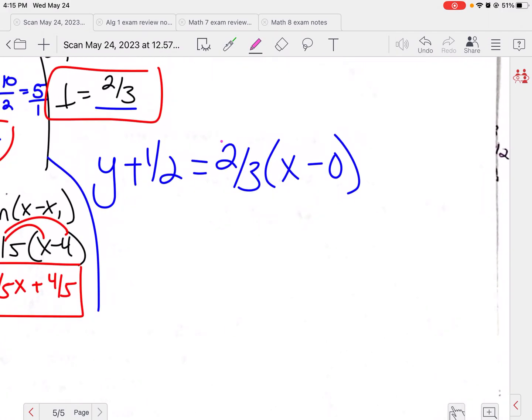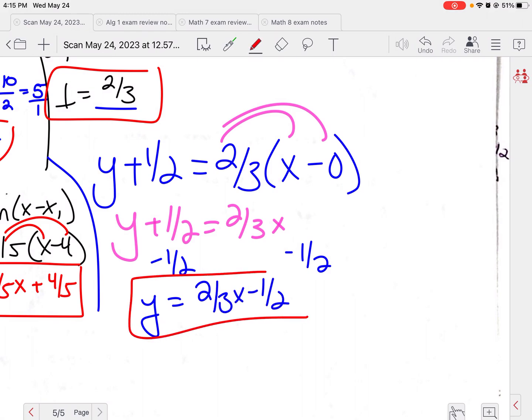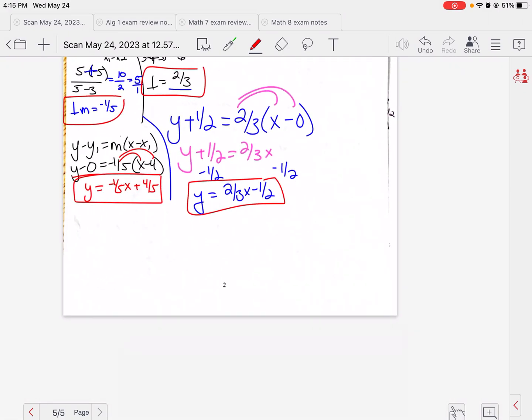Again, I want to solve for y. We're going to distribute the 2/3. Y plus 1/2 equals 2/3 x. 2/3 times 0 is just 0, so I'm not even going to write it. I need to get y by itself, so I'm going to subtract 1/2 from both sides. I cannot combine 2/3 x and 1/2 because one has an x and one does not, so we're just going to write it as 2/3 x minus 1/2. Now that y is by itself, we're going to box it because that's going to be important for the next part.